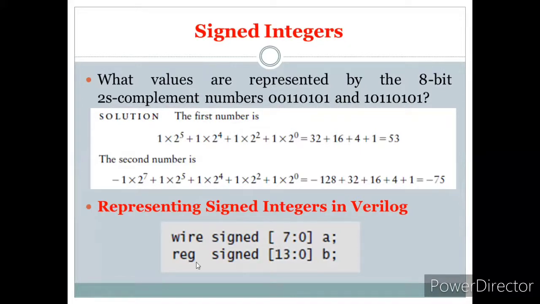In Verilog code, we use the term signed. So here A and B are declared as signed numbers, which means they can hold positive numbers as well as negative numbers. So this is how we represent it in a Verilog program.